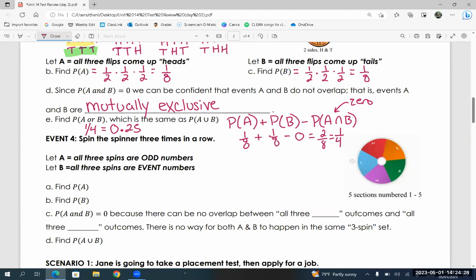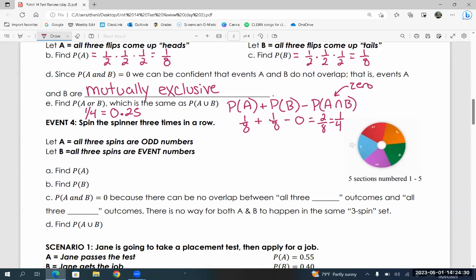Okay, event 4, we have spin the spinner 3 times in a row. Event A is all 3 spins are odd. Event B is all 3 spins are even. That's a typo. That should not say event. Okay.